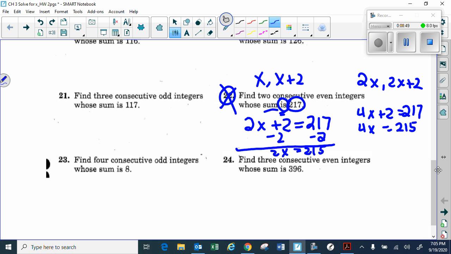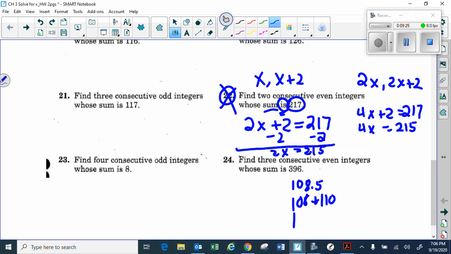When you add two even integers together, you're going to end up with an even, not an odd. If I take half of 217, that'd be 108.5. So if I went down to 108, the next one would be 110, and that would give me 218. Stay one off right there.